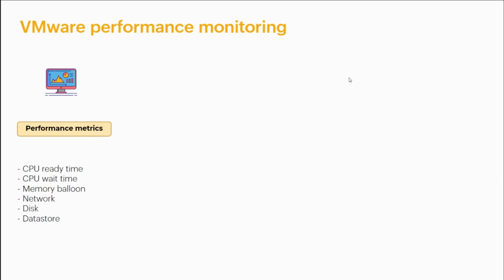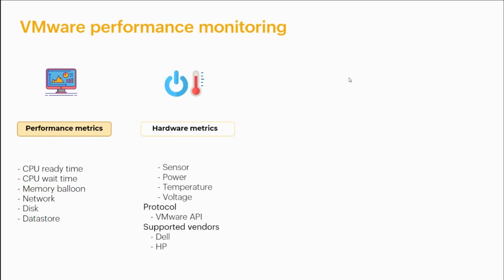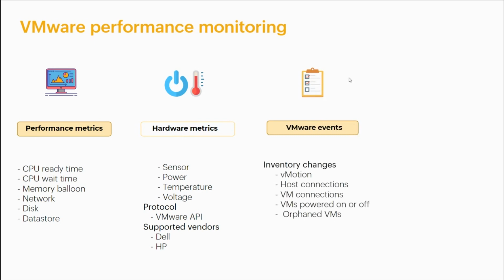Once you discover VMware in OpManager, all the associated entities are also discovered and monitored for availability. We can also monitor hardware metrics such as the sensor, power, temperature, voltage values, etc. using OpManager. OpManager relies on VMware's API protocol. We currently offer support for Dell and HP vendors as of now, and we're also quickly expanding our vendor reach.